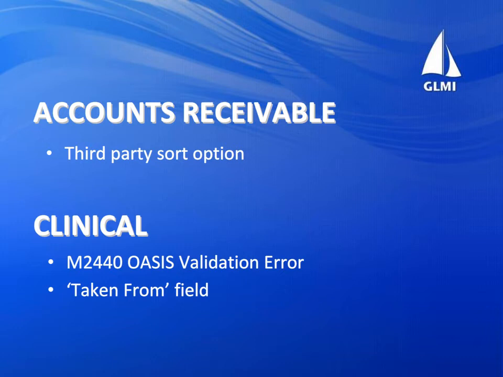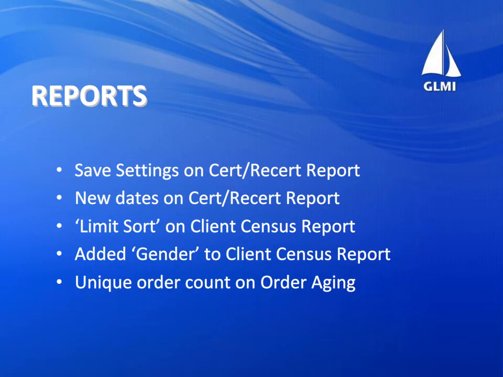Alright, so first in accounts receivable, there was an issue with the third-party sort option, specifically with the last name sort. That has been corrected in the fall release. In the OASIS validation area, there was an issue with M2440. When answering that unknown, you were receiving an error that you shouldn't have been. That has been corrected in the fall release. And then some agencies were having issues with the taken from field on printed medication orders. That again has been corrected.